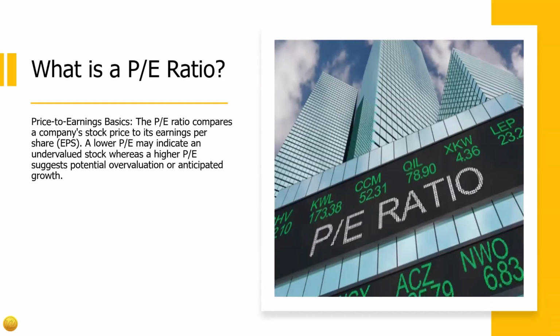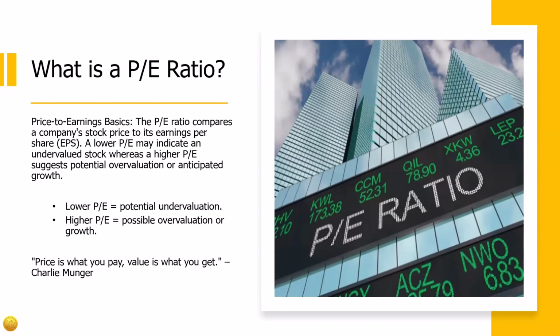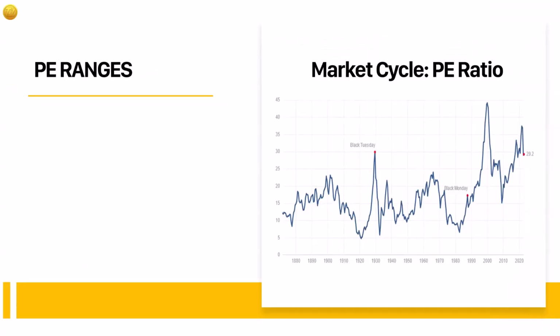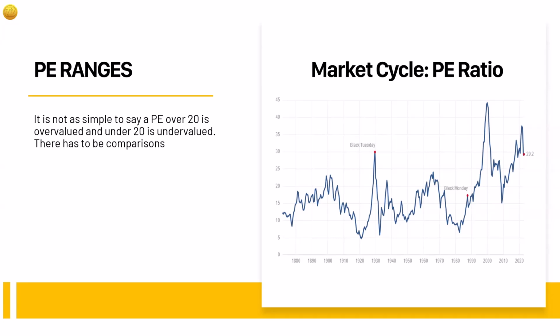So, ratios. Well, let's look at one of the more popular ratios, the PE ratio. The PE ratio compares a company's stock price to its earnings per share. Now, lower PEs might indicate an undervalued stock, whereas higher PEs might indicate overvaluation. Remember, a number is just a number, and a PE ratio is exactly that, a number. So we need the right context to compare the PE ratio against.